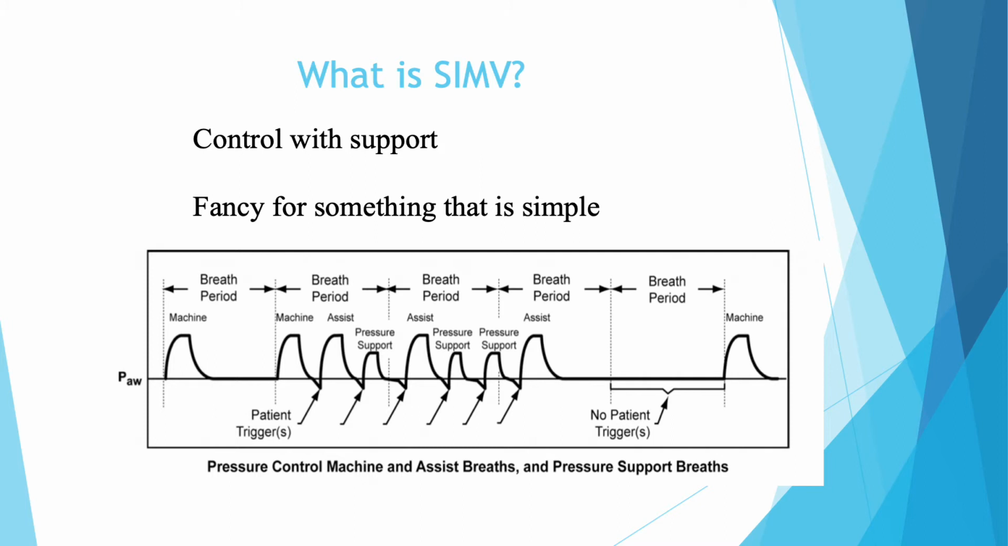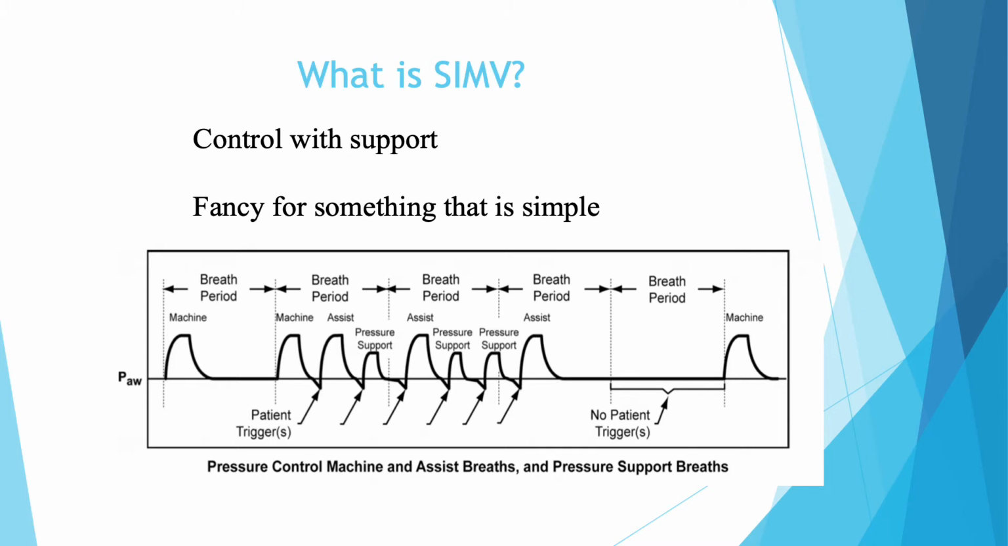SIMV is a fancy acronym meaning synchronized intermittent mechanical ventilation, or mandatory ventilation. All it means is control with support. So you're going to have control, which means you will have a set rate and an I time, but you will be setting a pressure support, and that will only matter when a patient triggers a breath.